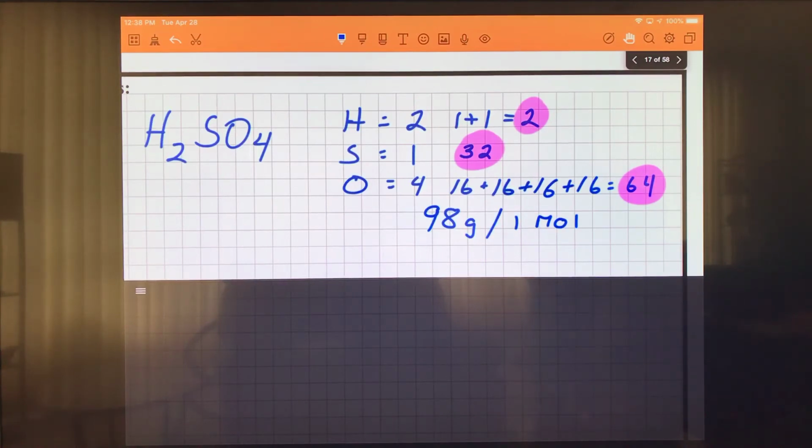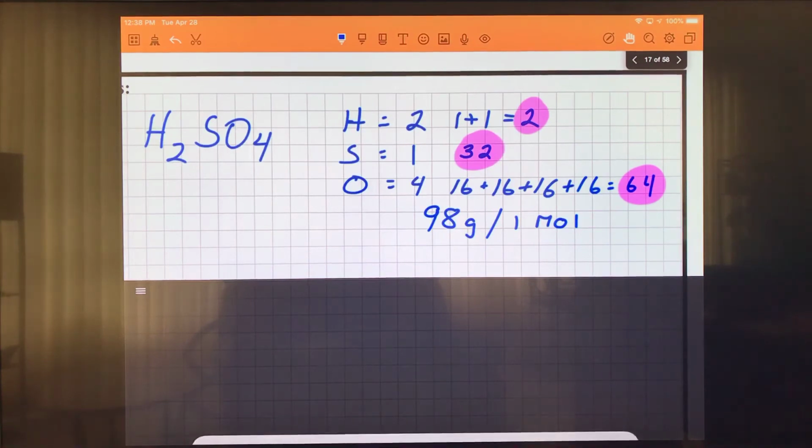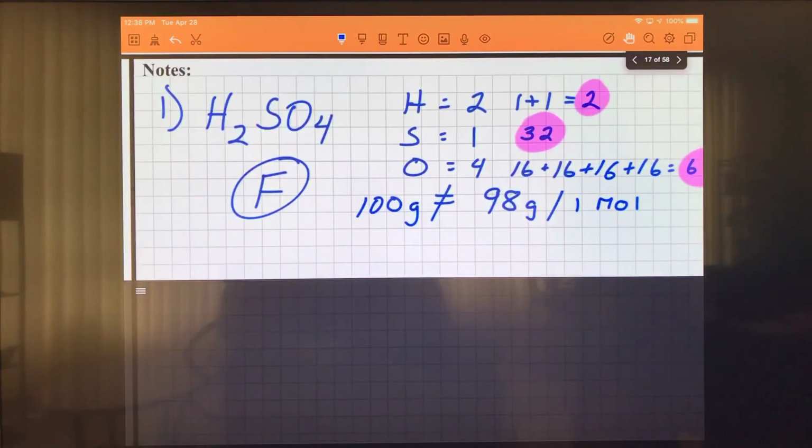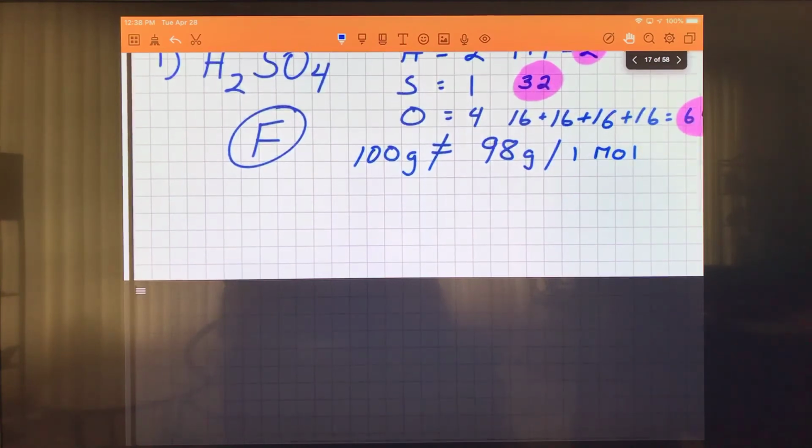So in our true-false question, I asked, did it equal 100? And 100 grams does not equal 98. So number 1 was false. All right, number 2, a little quicker here.